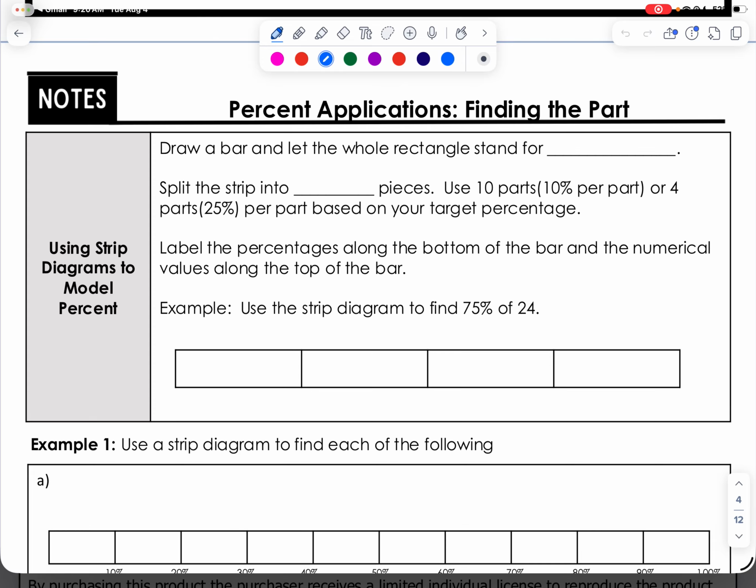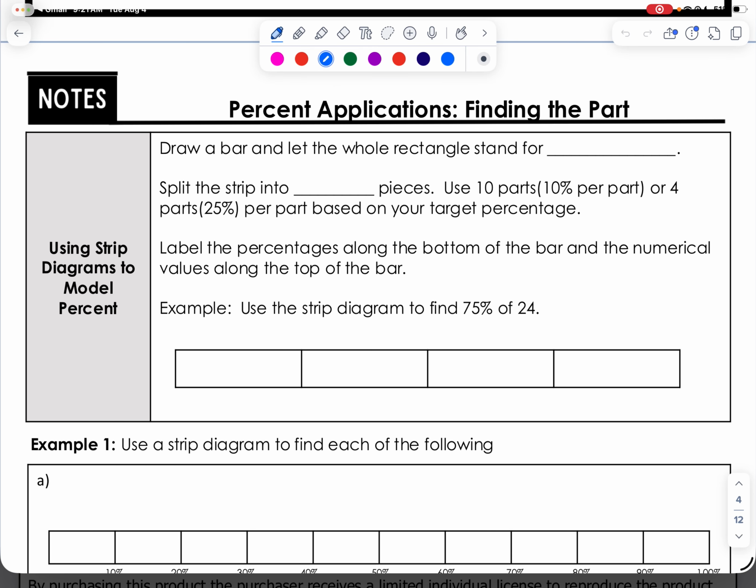In today's lesson, we will be exploring real-world percent problems where we're asked to find the part. Now, we'll be doing this in two ways. We'll be using strip diagrams and percent proportion. So let's start with strip diagrams.